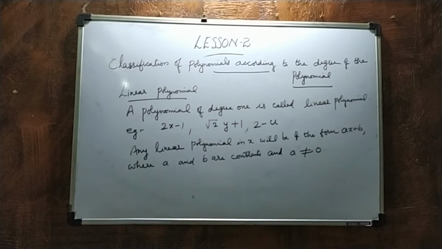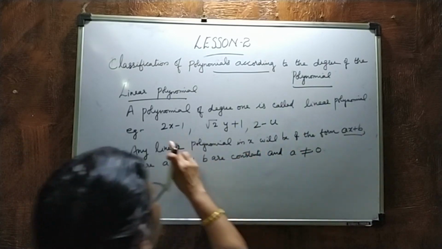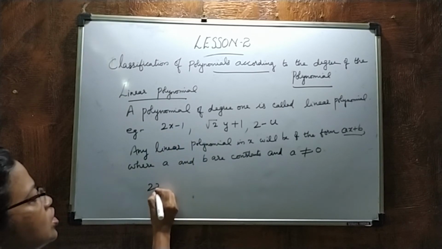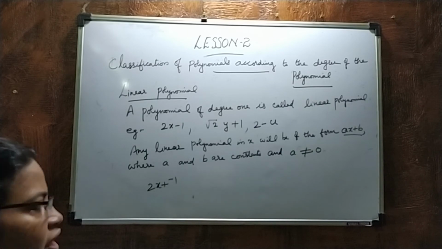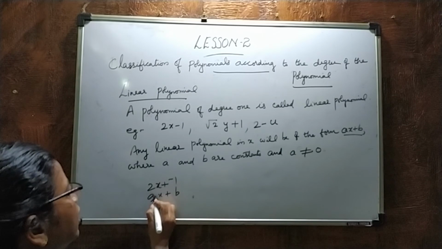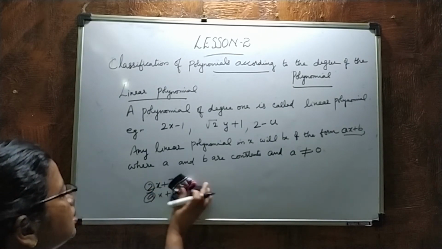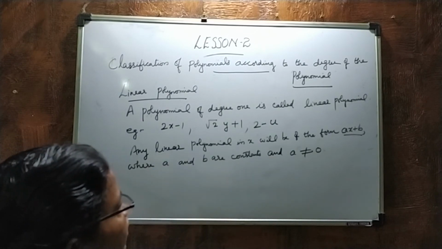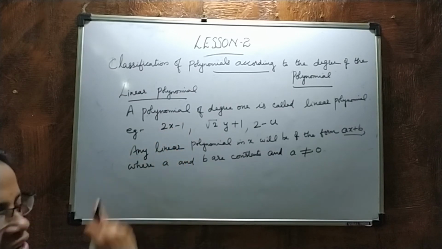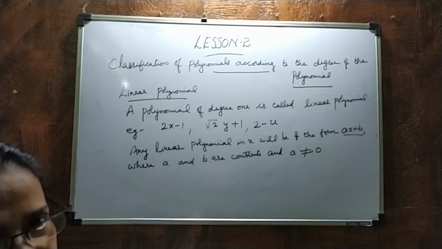Just look at the example now. It is in the form of ax plus b. That means here it is plus into negative 1. Actually this is the case. Right? It is ax plus b. Here a is 2, b is negative 1. Clear? So this is the way you have to think. And a should not be equal to 0 because the variable is with this a. So these are the examples for linear polynomial.